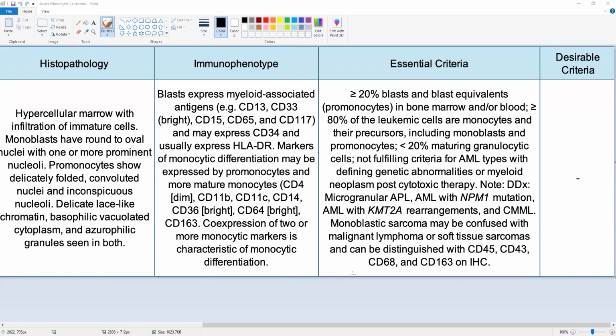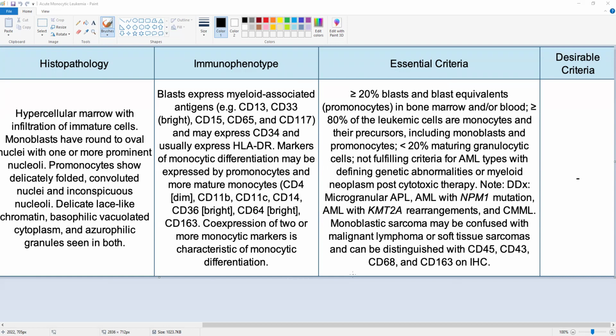The essential criteria to make a diagnosis include identifying at least 20% blasts or blast equivalents, like promonocytes, in the bone marrow or the peripheral blood. At least 80% of the leukemic cells are monocytes and their precursors, including monoblasts and promonocytes. You need less than 20% maturing granulocytic cells, and this leukemia should not be fulfilling criteria for acute myeloid leukemia types with defining genetic abnormalities or myeloid neoplasm post-cytotoxic therapy.